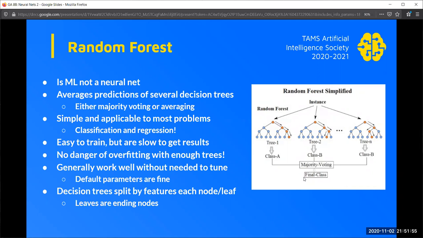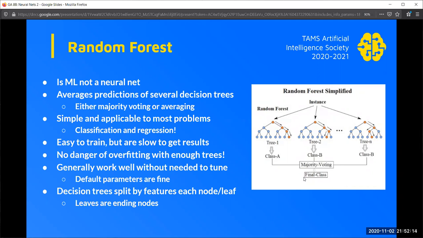So each of these trees is like asking different people the same question. And then you're taking the average of all those answers, and that's your final answer, right? So that's your overview of TAMS life, because each one of them might tell you something different.